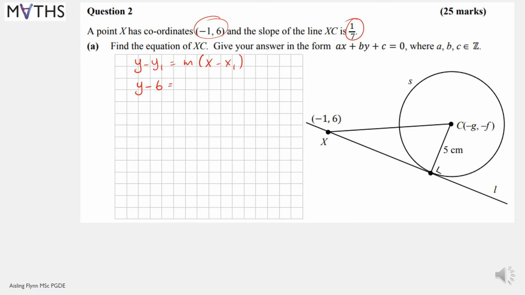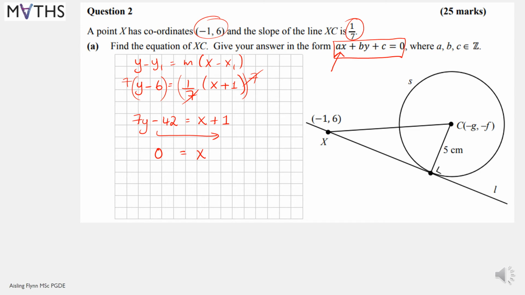So we'll get y minus 6 equals 1 over 7 times x minus minus 1. So that will convert to x plus 1. I'm going to multiply both sides by 7 to get rid of that denominator. 7 divided by 7 is 1. I have 7y minus 42 equals x plus 1. Now let's present it in the form that was asked for. So we're going to lead with the x, positive x if possible. So I'm going to remove everything from the left hand side here, and I get 0 equals x. I'm going to take 7y from both sides. I have a plus 1 here already. I'm going to add 42 to both sides. And so what I get is x minus 7y plus 43 equals 0, and that's my answer.